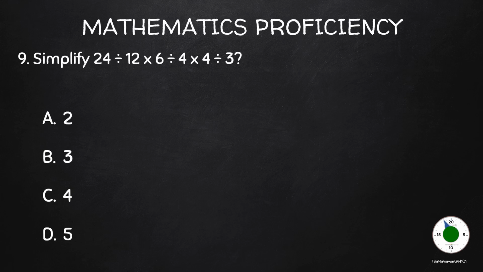9. Simplify 24 divided by 12 times 6 divided by 4 times 4 divided by 3. A. 2. B. 3. C. 4. D. 5. The correct answer is C.